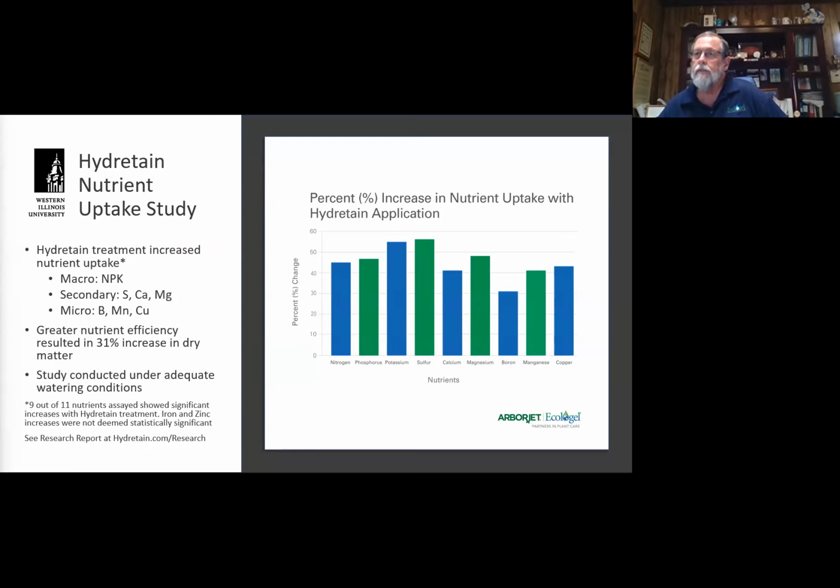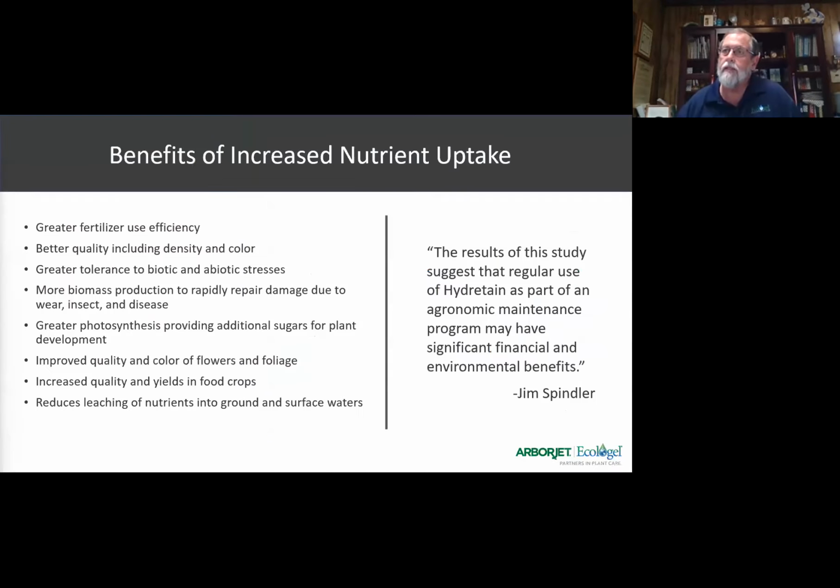And they analyzed 11 nutrients, and 9 out of those 11 nutrients saw significantly greater increase in uptake and use by the plant. The only 2 that weren't significant were iron and zinc, but while they were increased, they were not significantly increased over the controls. And that's important in showing that when you manage moisture properly in the soil, you're going to get greater fertilizer use efficiency. You're going to get better color, better quality and density of your turf, and all the benefits that come from that, like disease resistance and tolerating other biotic and abiotic stresses.